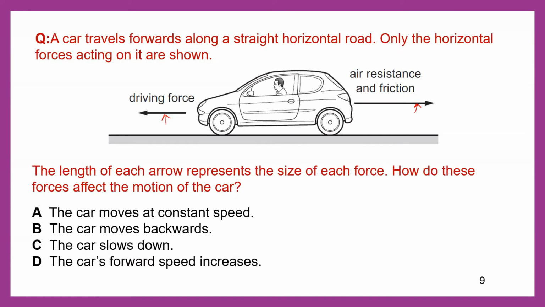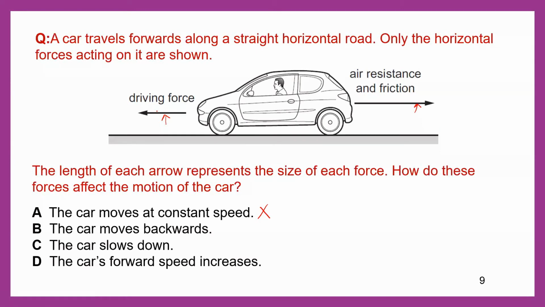There are 4 options. The car moves at constant speed, the car moves backwards, the car slows down, the car's forward speed increases. Okay, now we are going to see them one by one. The car moves at constant speed. That's wrong, because both forces are not balanced, so it cannot move with constant speed.